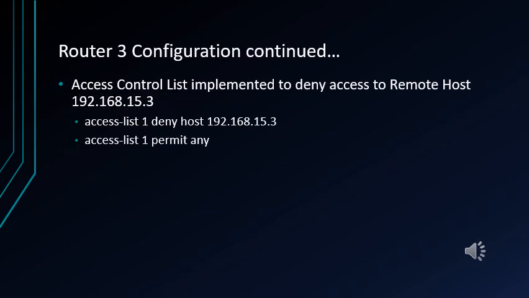So continuing router 3 configuration, we implemented an access control list to deny access to remote host 192.168.15.3, where we used the deny host, and we also permitted all others.